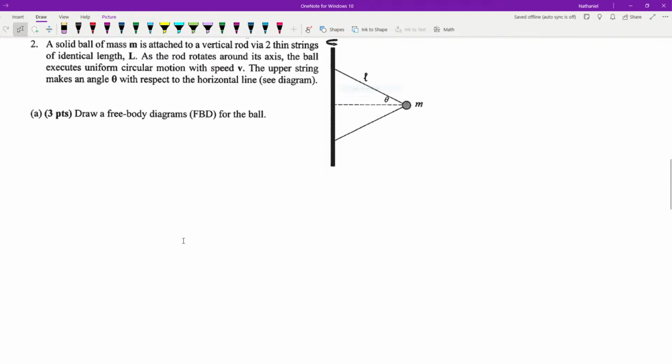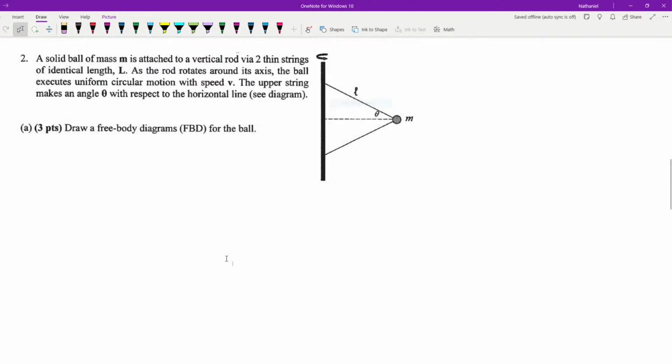So, a solid ball of mass M is attached to a vertical rod via 2 thin strings of identical length L. As the rod rotates around its axis, the ball executes uniform circular motion with speed v. Okay. The upper string makes angles there. Lower string. Okay. So, this is interesting.